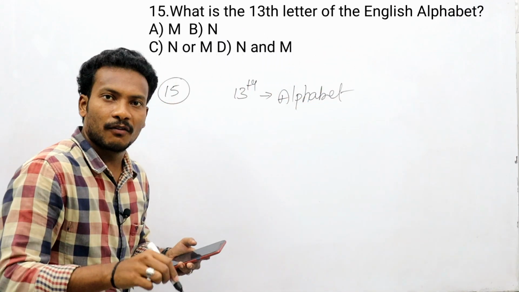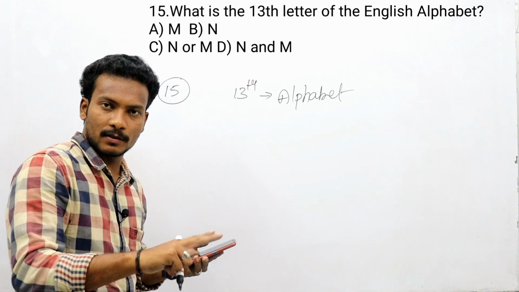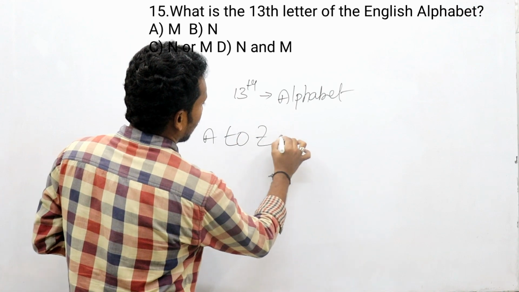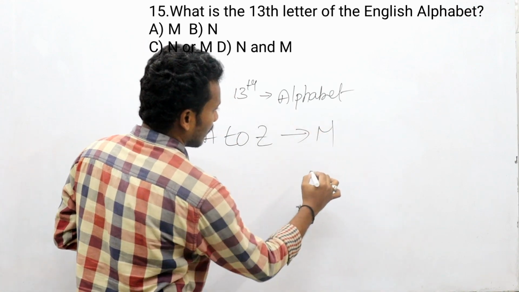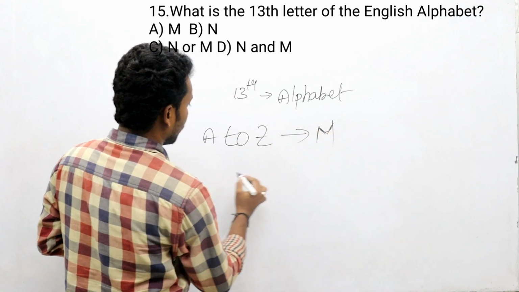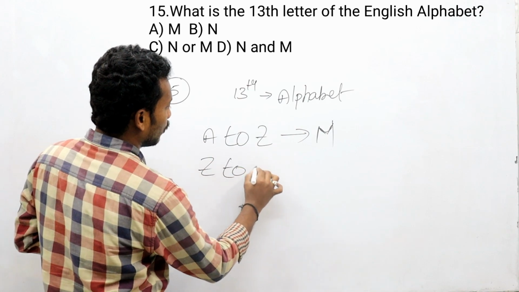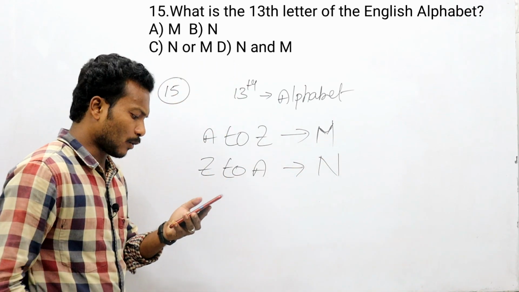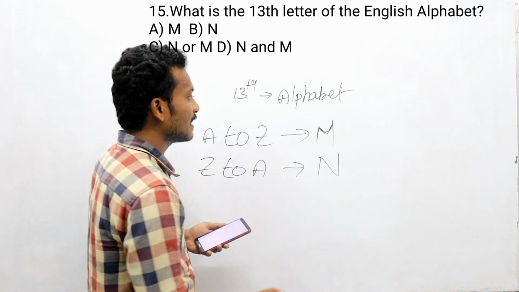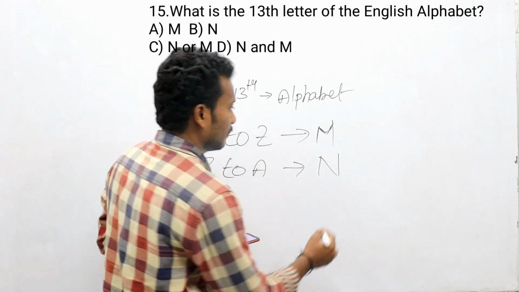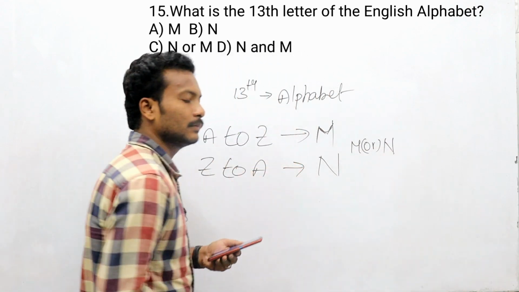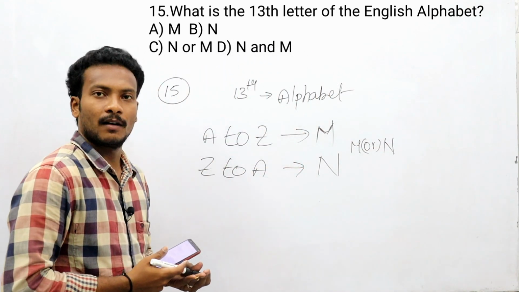Already I told that alphabet has two orders, A to Z and Z to A. Whenever you count from A to Z, you get the 13th letter as M. Whenever you count from Z to A, you get N. But the question says 'is', which means we need only one, either M or N. It is our required answer.